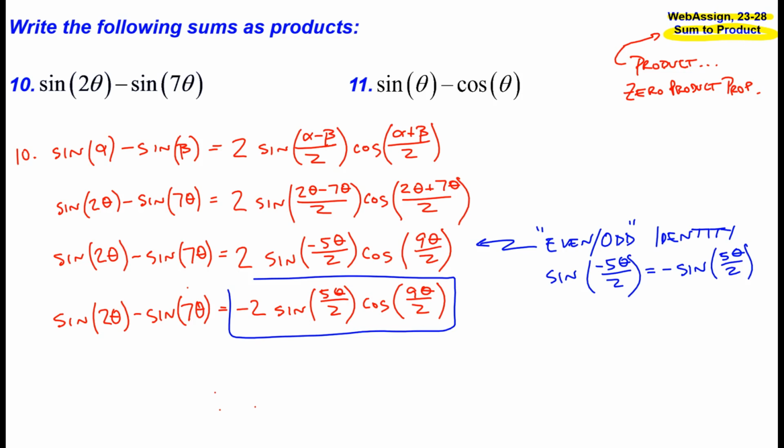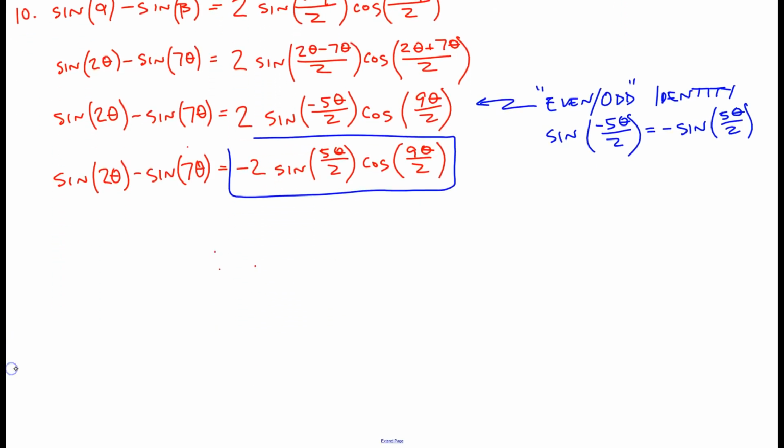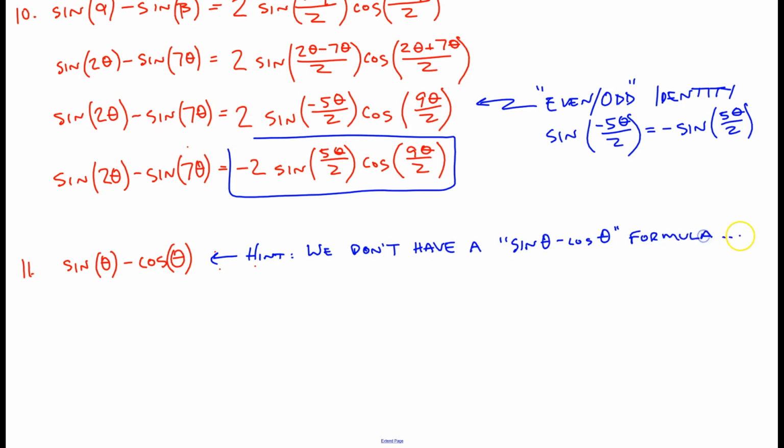Now, number 11 is a little tricky, so it's going to require a little bit more space here. So I'm going to scroll down and say that number 11 was sine of theta minus cosine of theta. And this one is going to be a little bit tricky. So folks, I have a hint for you on this one. We don't have a sine theta minus cosine theta formula. So what do I mean by that?